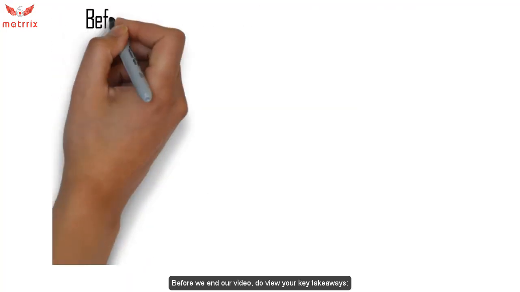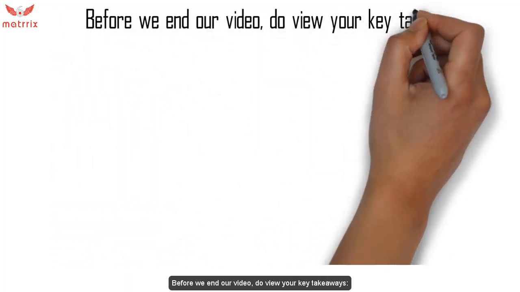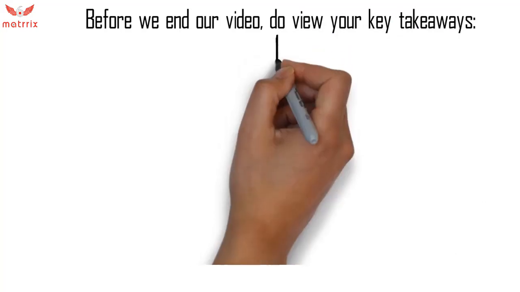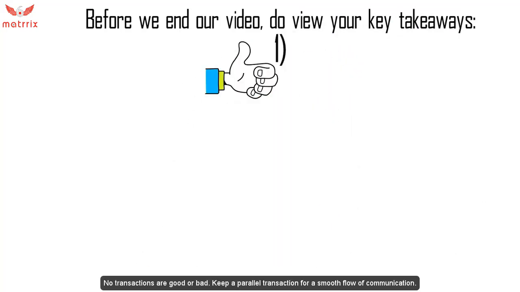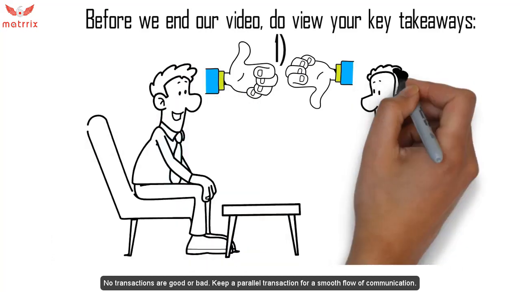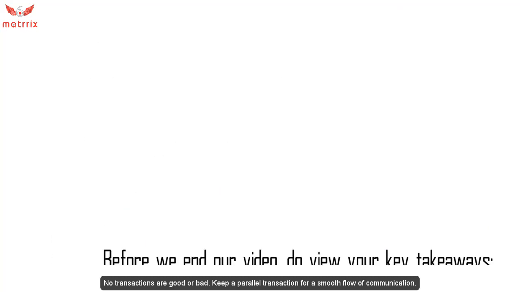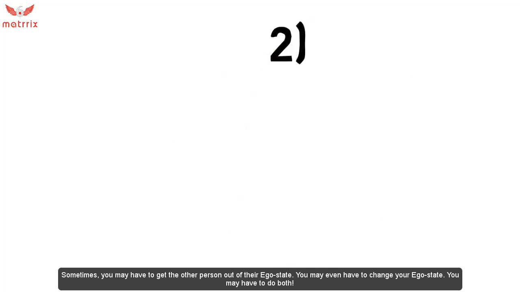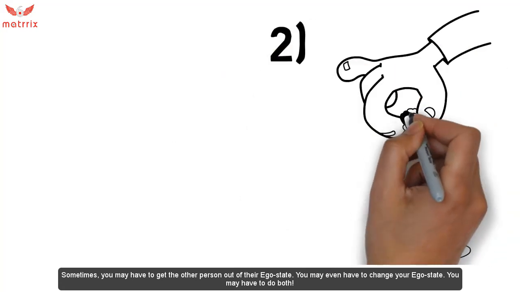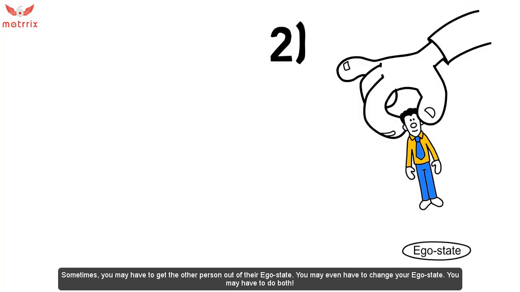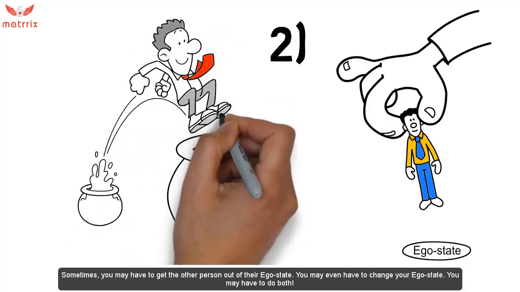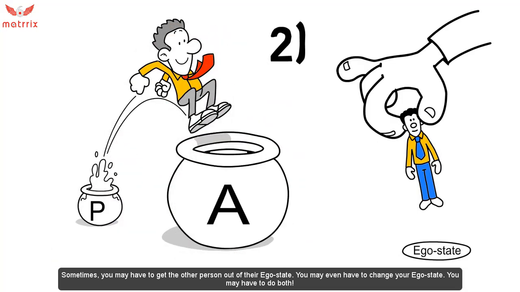Before we end our video, do view your key takeaways. 1. No transactions are good or bad. Keep a parallel transaction for a smooth flow of communication. 2. Sometimes you may have to get the other person out of their ego state. You may even have to change your ego state. You may have to do both.